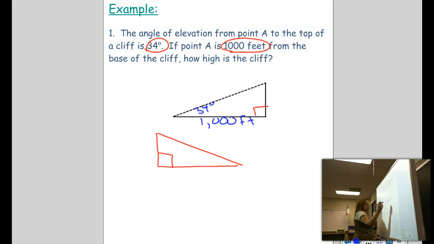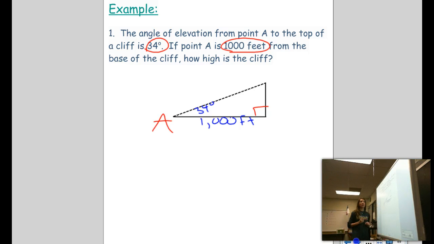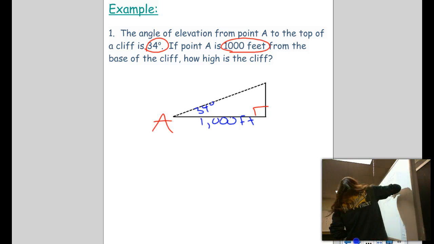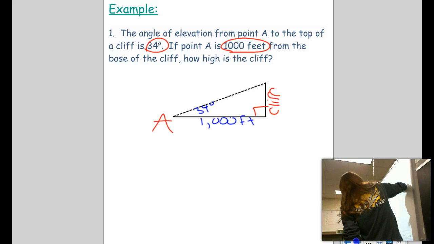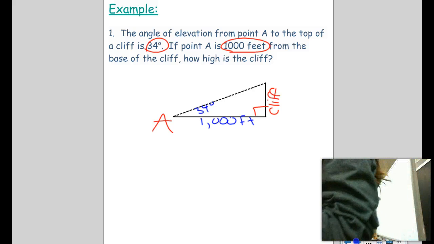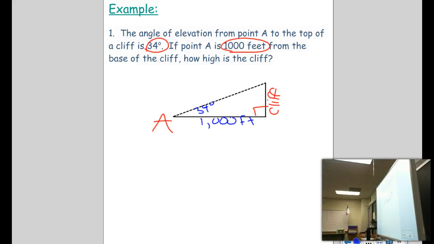Awesome. Thank you, Nasia. That's exactly it. So, we are making our triangle fit the picture. She chose to use that triangle, so I'm going to erase the other one so we don't get confused. So this has got to be point A, and this has got to be our cliff. So someone's standing 1,000 feet away from a cliff. They're standing at point A, and when they look at the top of the cliff, it's a 34-degree angle to the top of the cliff. How high is the cliff?